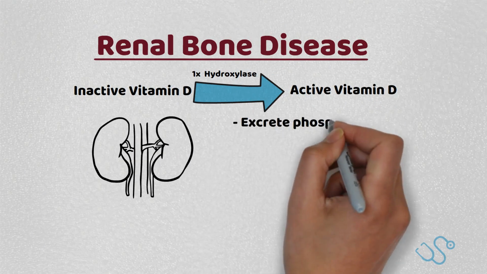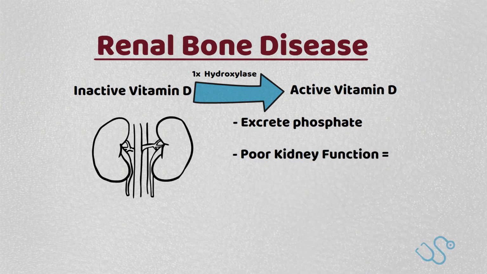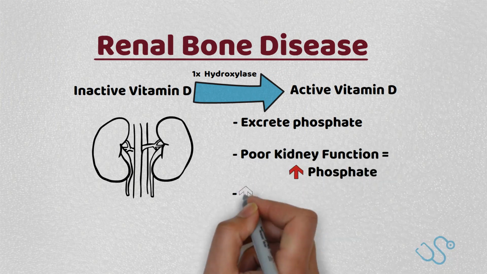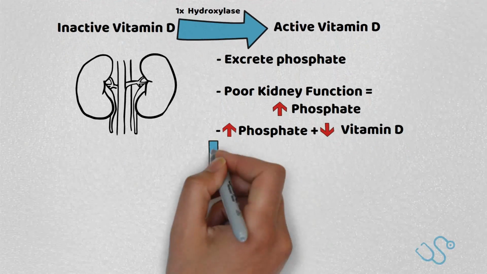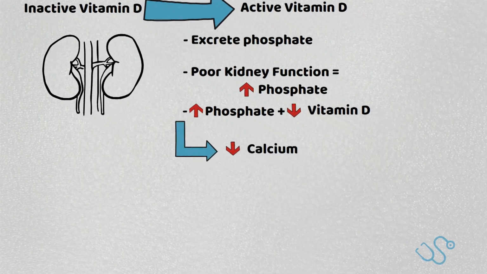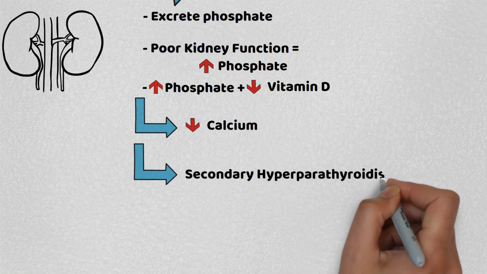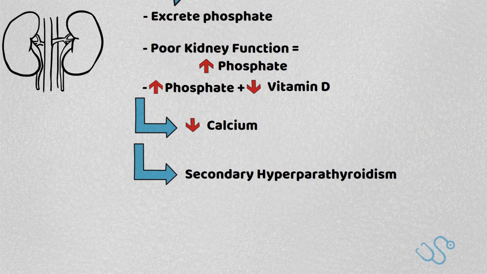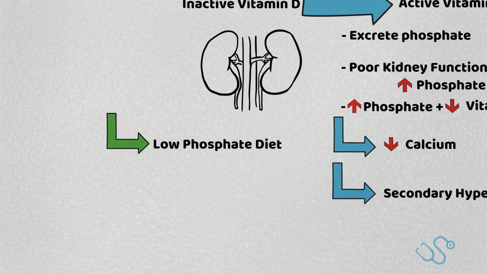Additionally, the kidney has an important role in phosphate excretion, thus poor renal function means a rising phosphate. Hence, in turn, there's a raised phosphate and a low vitamin D, which in turn causes a low calcium, the latter of which we typically see in secondary hyperparathyroidism. So why is this relevant? Well, in CKD patients, we need to make sure that we give advice about a low phosphate diet and also phosphate binders to keep the phosphate levels in check.